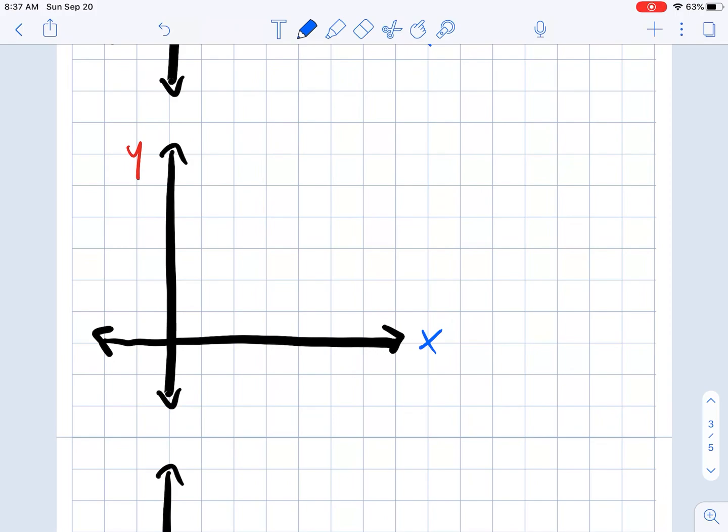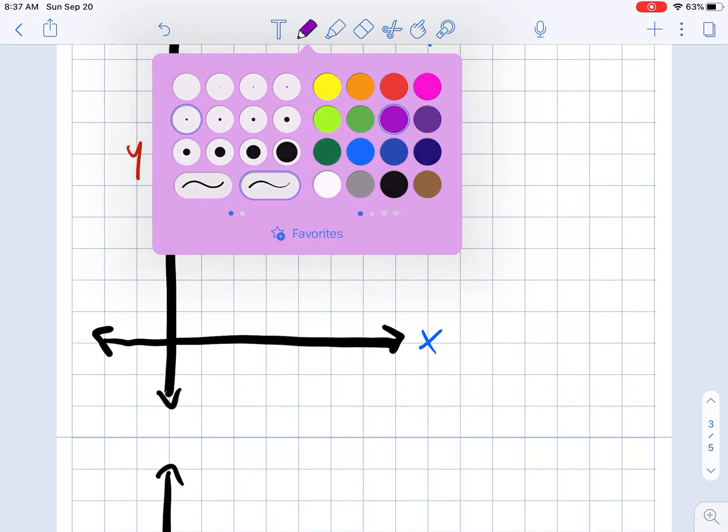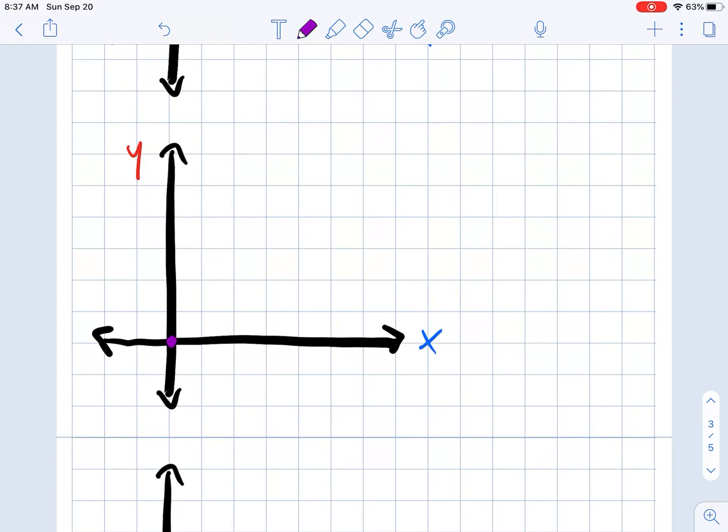Okay, now when you are setting up a graph, it's very important that you look at what you are counting by. So this point where the x and the y-axis intersect, right here, this is called the origin. And that point is at 0, 0. Because it's at 0 on the x-axis and 0 on the y-axis. And I'll explain that in just a moment.